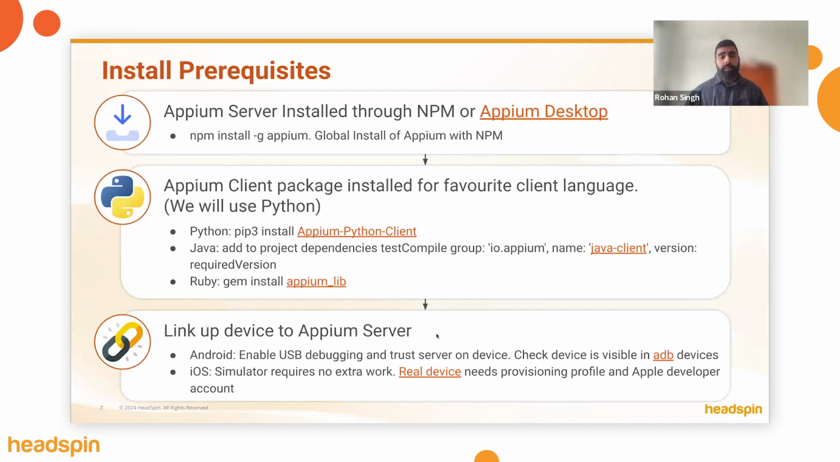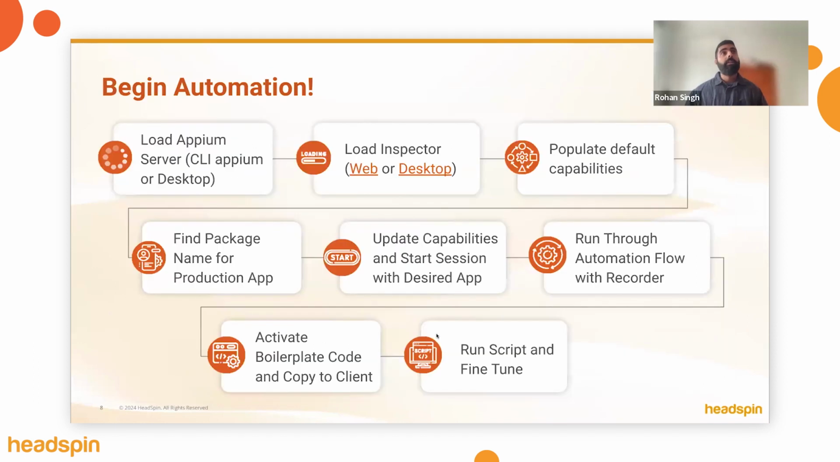A little bit about the prerequisites if you want to follow along from home. Make sure the Appium server is installed if you want to do this locally, but luckily with HeadSpin, it's all installed for you. And you need to install the Appium client language to run the relevant script. And then you can link up to the Appium server that's running. In HeadSpin's case, we do all the management of the Appium server for you.